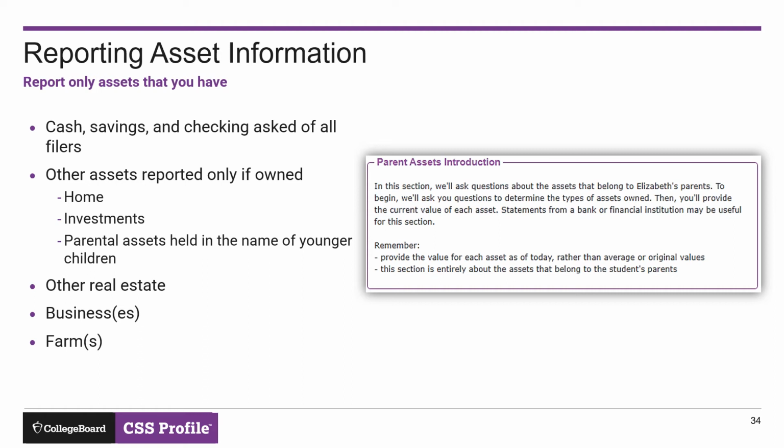We won't go through the asset pages, but other than everyone reporting the value of their cash, savings, and checking accounts, you'll only be asked questions about assets you own. Elizabeth's parents report information about their investments, the family home, and about Ava's business. One quick note: if you own more than one business, farm, or real estate other than your primary home, the application will include questions about each individual asset.